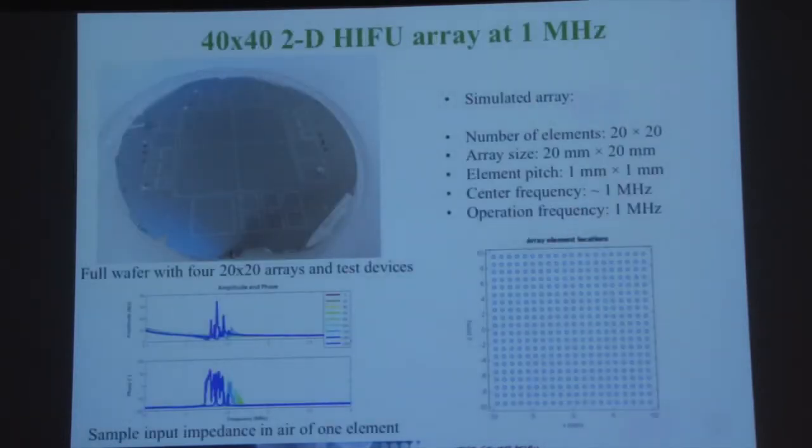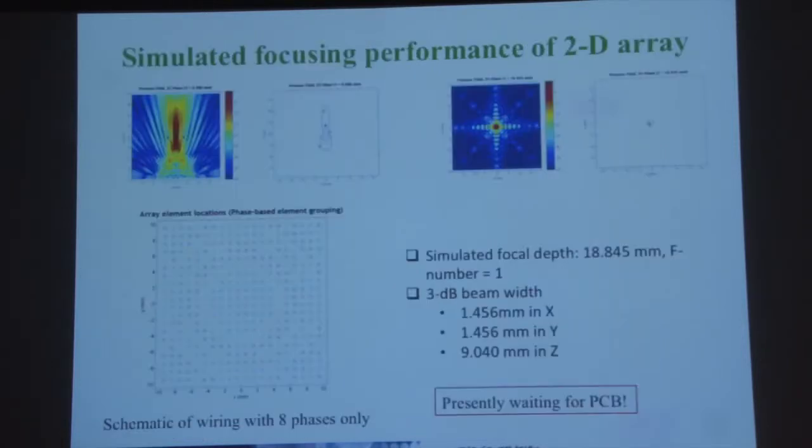So let me show you where we're at with some of our 2D array work. We have 2 projects for HIFU with 2D arrays. One of them, I'm showing a wafer in here. This is an array of 40 by 40 1 millimeter elements operating at 1 megahertz. And we have it made in 20 by 20 units that we can dice, in case we lose some of them, then at least we'll have some harvest. This is showing input impedance operation of these devices at low frequency. And this is showing the layout of the 20 by 20 transducer elements.